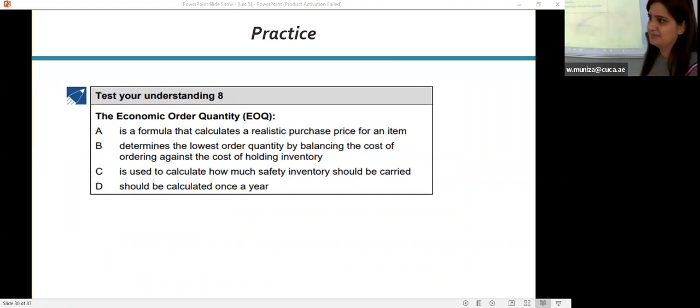So balancing cost of ordering. Yes, it tells us about the balance between the holding and the ordering cost. Determines the lowest order quantity by balancing the cost of ordering against the cost of holding inventory. Is used to calculate how much safety inventory should be carried. No. Calculated once a year? No. So option B is the right one.